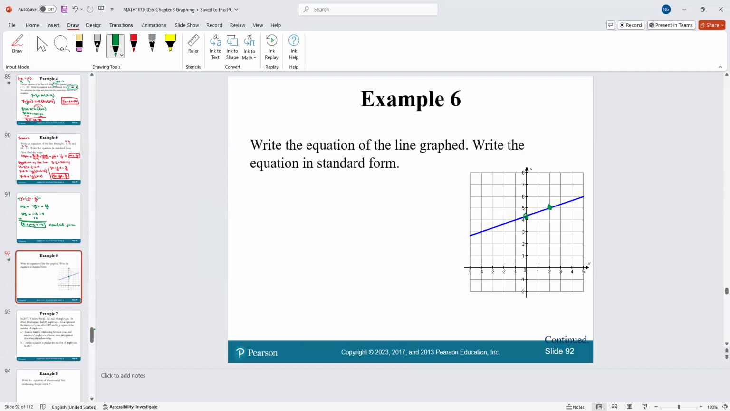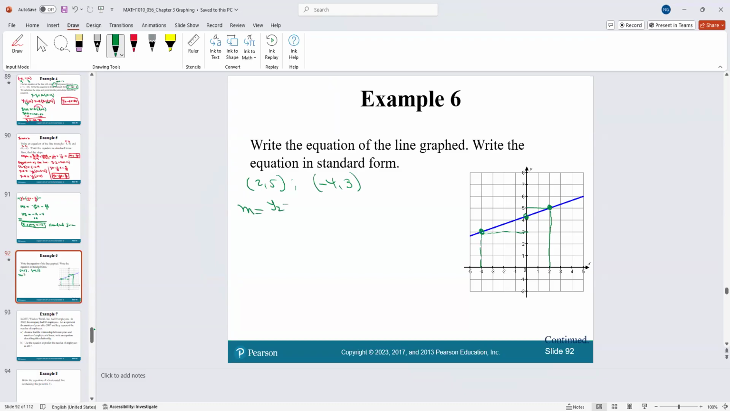You can see x is 2, y is 5. Another easy point that I can see here is I can take -1, 4, or I can take -4, 3. I try to take some easy points. So -4 and 3. Now, with these 2 points, I can find the slope.